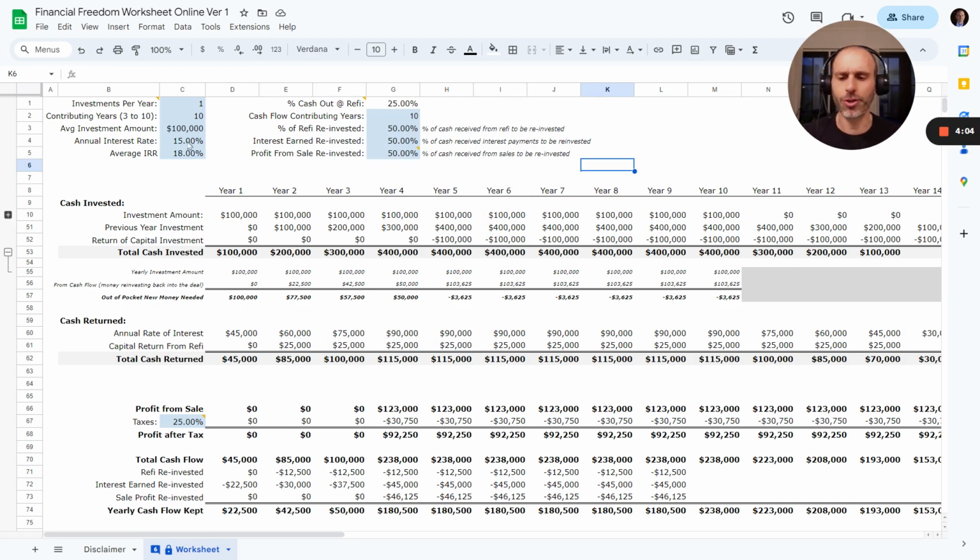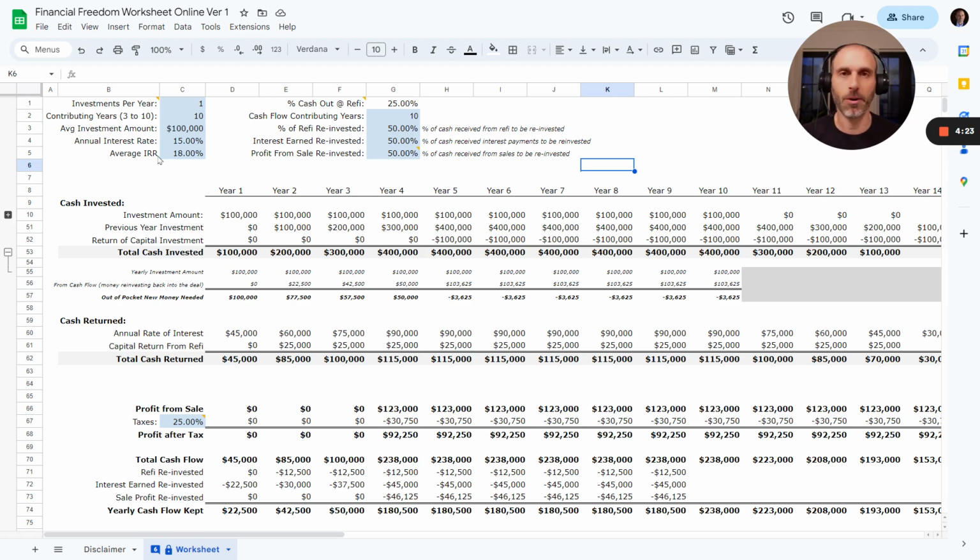The average interest rate, or the average annual return that we do for our deals, is about 15%. That's pretty standard. I would say most multifamily apartments for value add are between the 15 and 20% range. For the sake of being conservative, we're going to pick 15%. You can play with that number if you want, and see what that does.